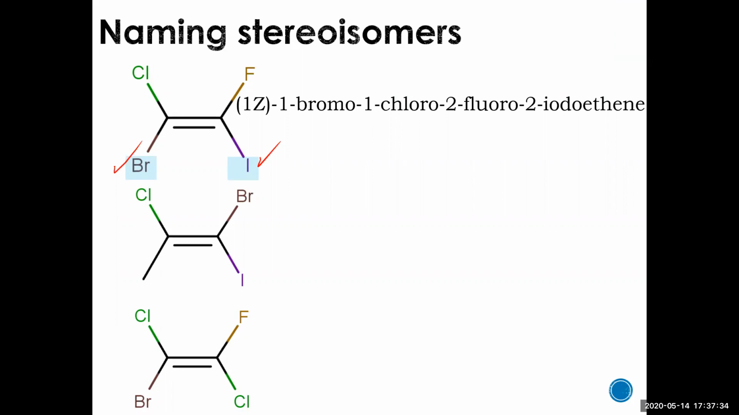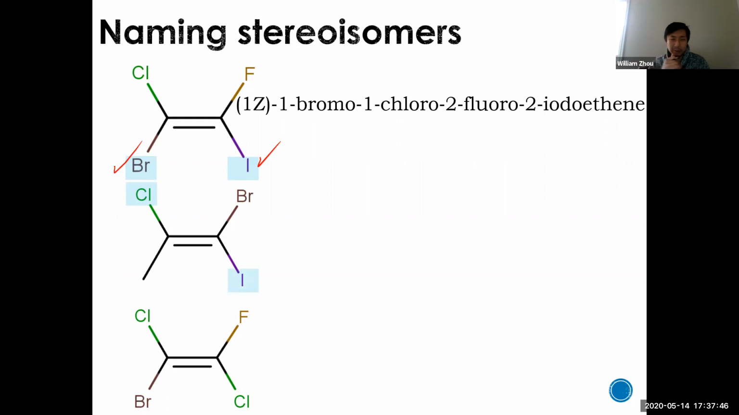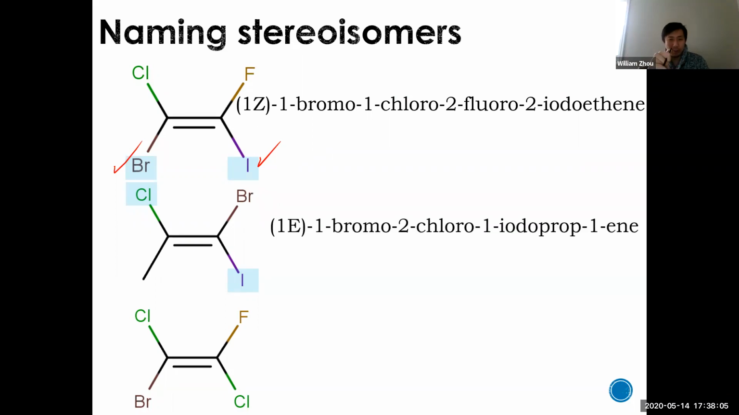Between the Cl and the C, well, the Cl is the clear winner here. And on the right side, between the bromine and the iodine, because iodine is lower on the periodic table, iodine is the winner. So now they're on opposite sides. That therefore would be E. Okay, and you have 3 carbons this time, and it's a no-brainer which one is carbon 1, the one with the double bond and the 2 halogens. So that would be 1 E, 1 bromo, 2 chloro, 1 iodo, prop 1 ene.